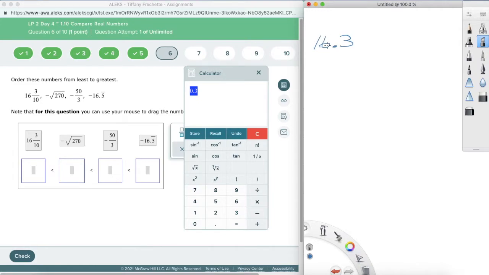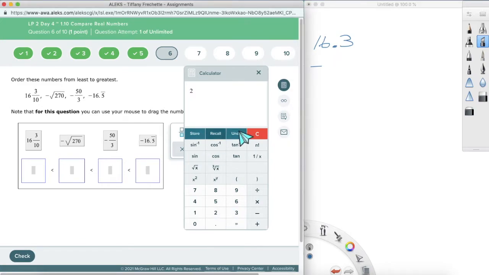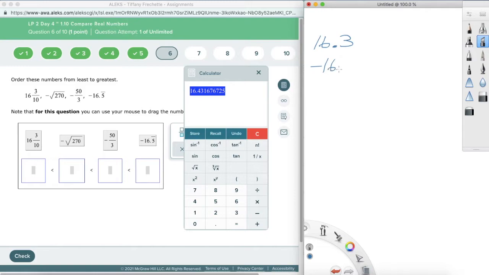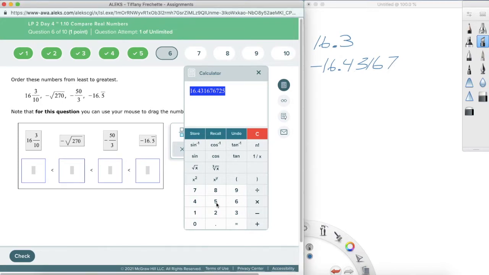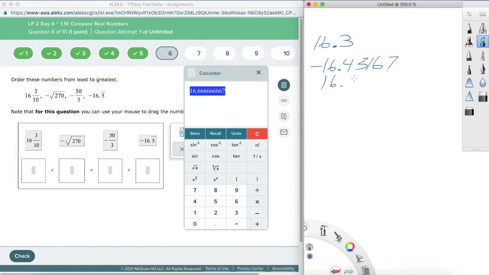The next one is going to be negative, and we have to use the square root sign and then 270, and it's okay that it's negative. Go back. Equals, not plus, because the negative's outside the square root. So it's 16.43167. I'm going out a few decimal places; I probably don't need to go out that far. 50 divided by 3 equals 16.3333.